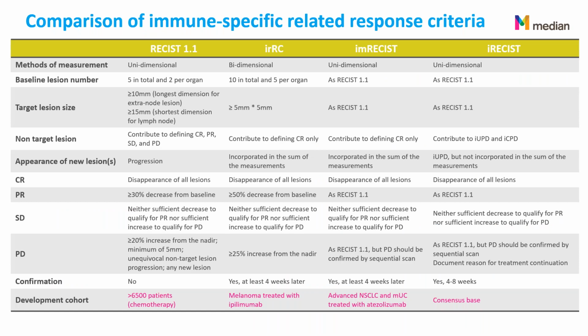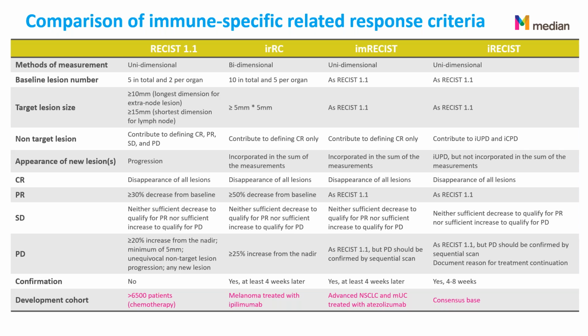In this table, you can see the differences among RECIST 1.1, IRRC, IMRECIST, and iRECIST. No worries about too much information, as we will also provide you the difference. You can see here, the IRRC requires bidimensional measurements, and IMRECIST, iRECIST, as RECIST 1.1, measure unidimensionally. IMRECIST has been tested with retrospective data of atezolizumab trials, while iRECIST was based on consensus agreement.